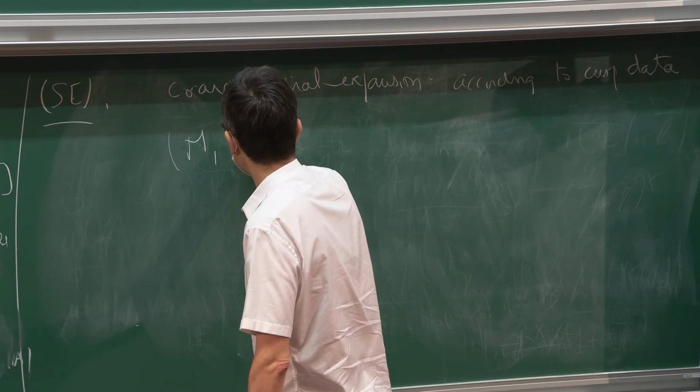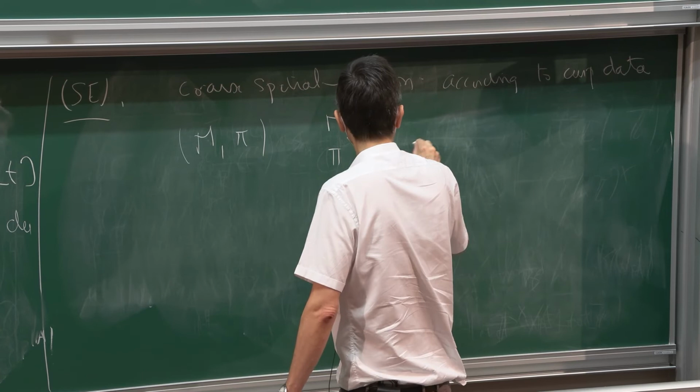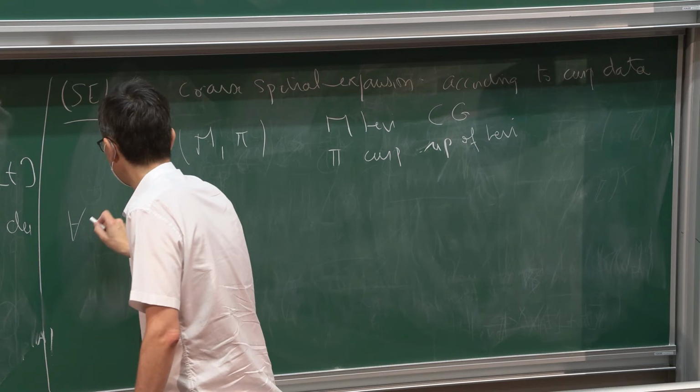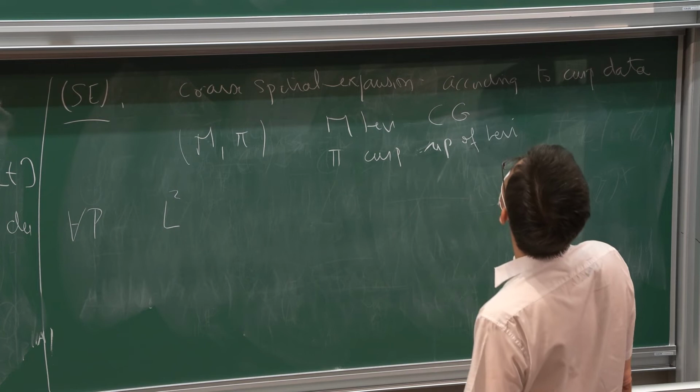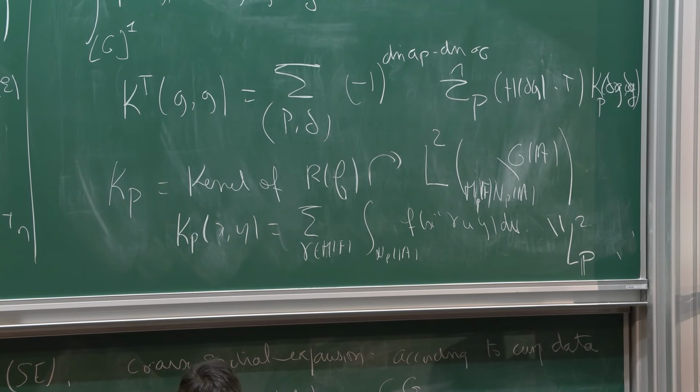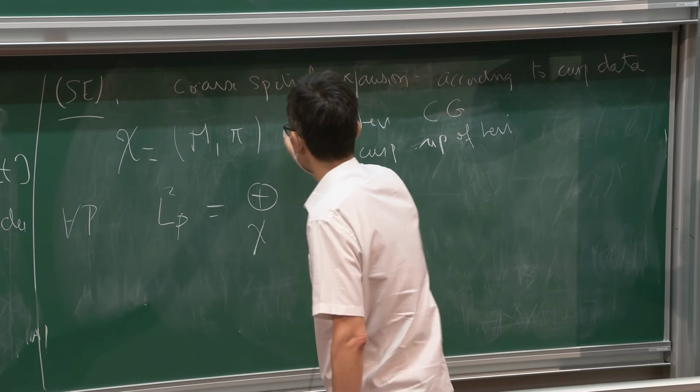So these are pairs of a Levi and a cuspidal representation of the Levi. So this is a Levi of G. And for each P, let me denote this space by L2 sub P. So the L2 sub P has a decomposition according to cuspidal data, so there is an equivalence relation.